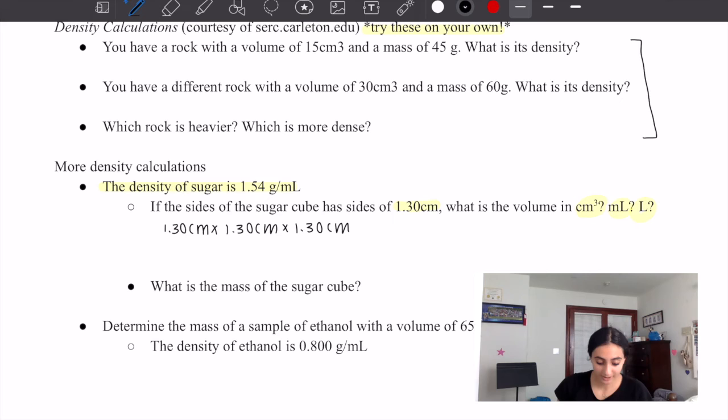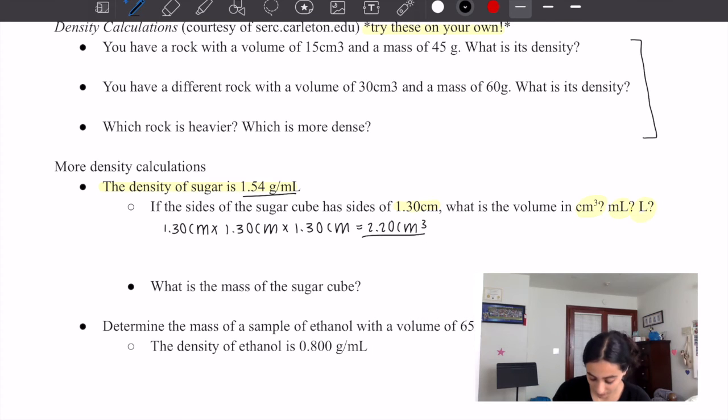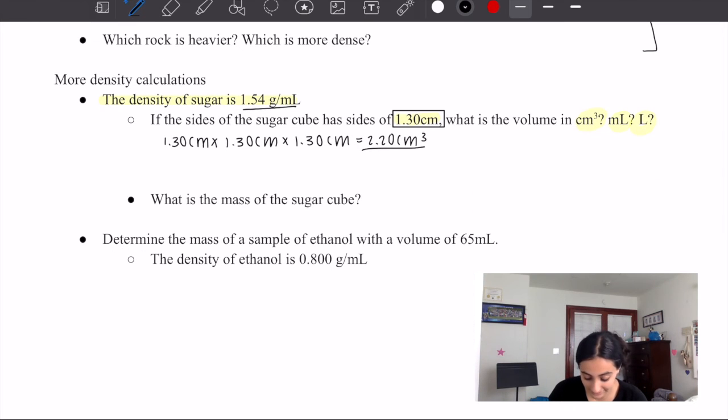Then I'm just going to plug that into my calculator, and I get 2.197 centimeters cubed. We want to round, so use the 7 to round the 9 up, but that rounds it to the next 10, to 2.20. Then we are going to use that volume and this density to determine the mass of the sugar cube. You cannot use the 1.30 centimeters as your volume, because that is not volume. That is the measurement of the sides of the sugar cube. We need it in centimeters cubed or milliliters to convert and get mass.